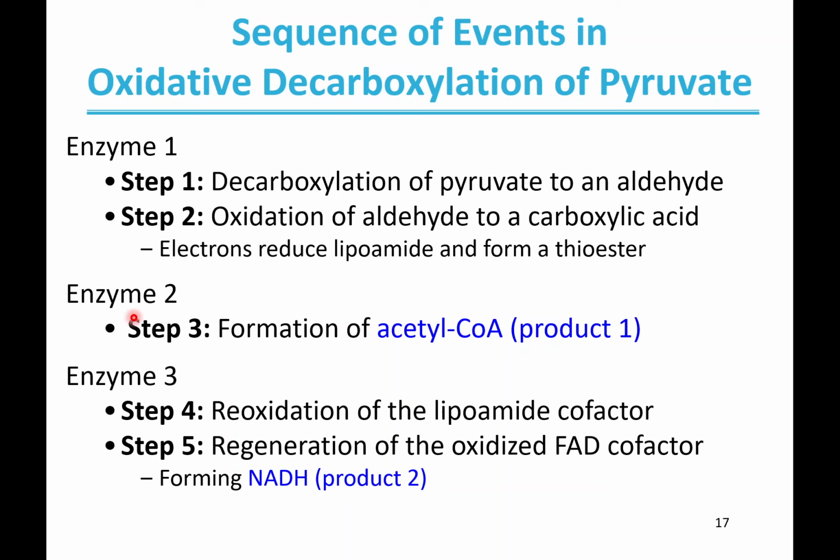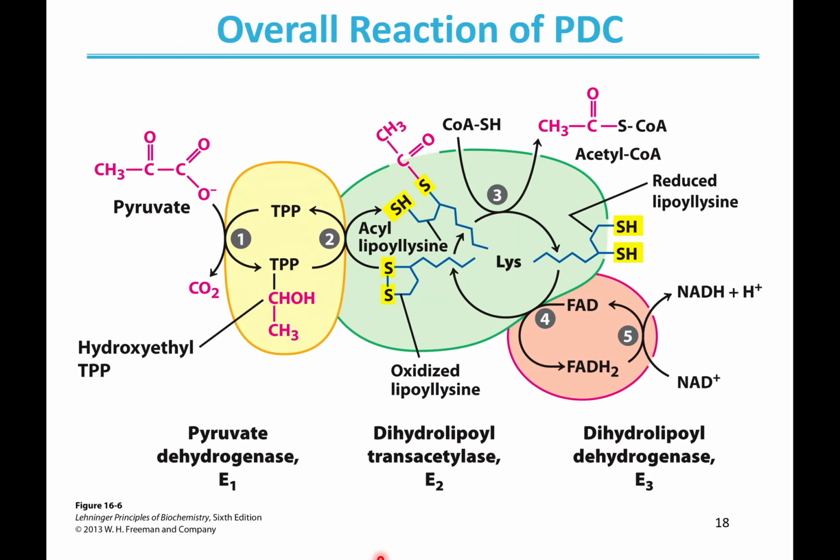Enzyme 2, E2, has the third step, and that's the formation of the acetyl-CoA product. Enzyme 3 then does a reoxidation of the lipoic acid cofactor, and then regeneration of the oxidized FAD cofactor. Okay, so there are 2 oxidation reduction steps catalyzed by E3, and that also forms that second product of NADH. So when we look at this in a probably easier to understand form, this is yellow E1, the green is E2, and the reddish color is E3.